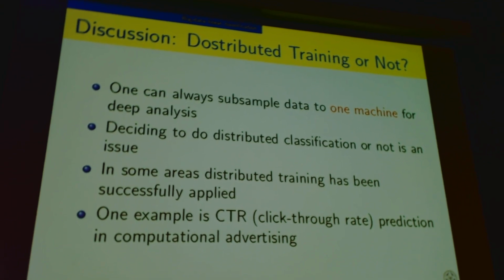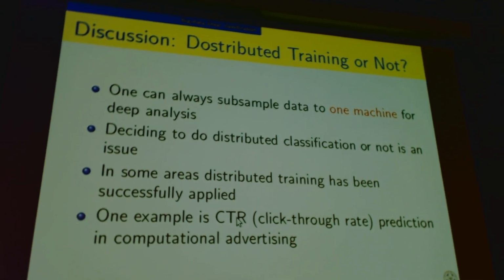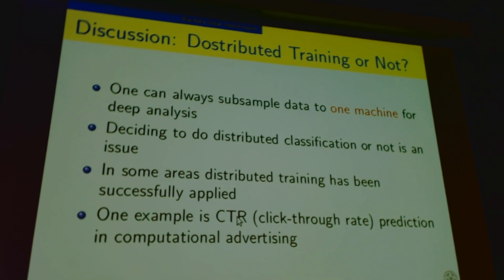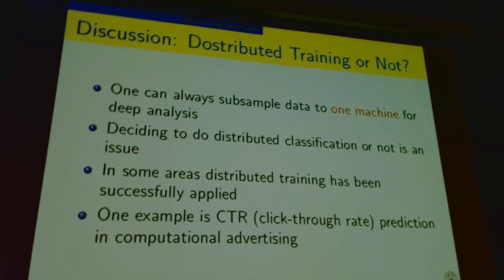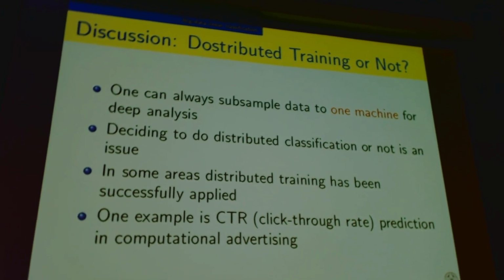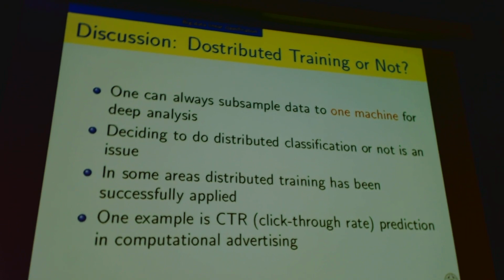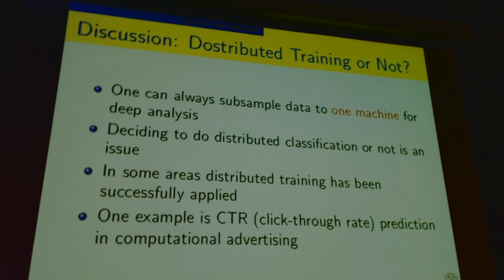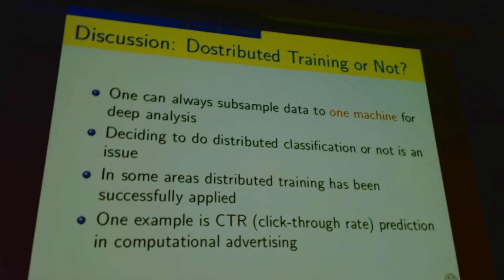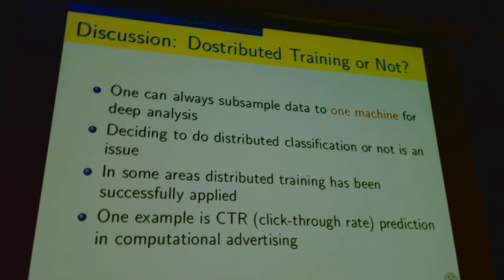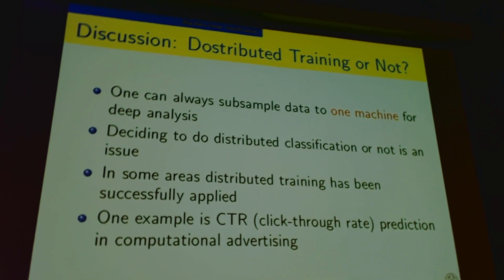But we already know some areas. One particular example is click-through rate prediction in computational advertising. There are several reasons why this has happened. First, in most companies, for CTR prediction, they do logistic regression or other types of linear classification. And this type of method is simple enough to be run in parallel.